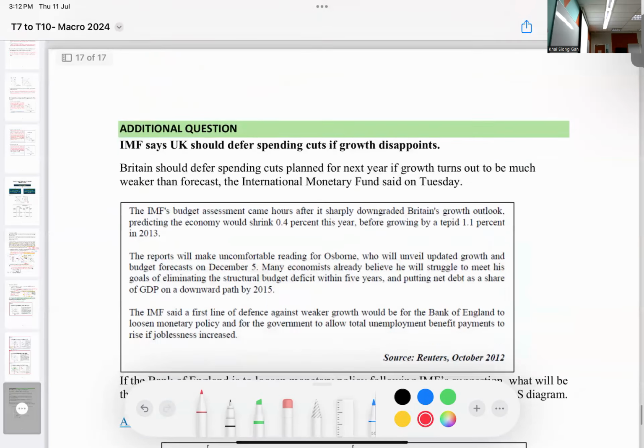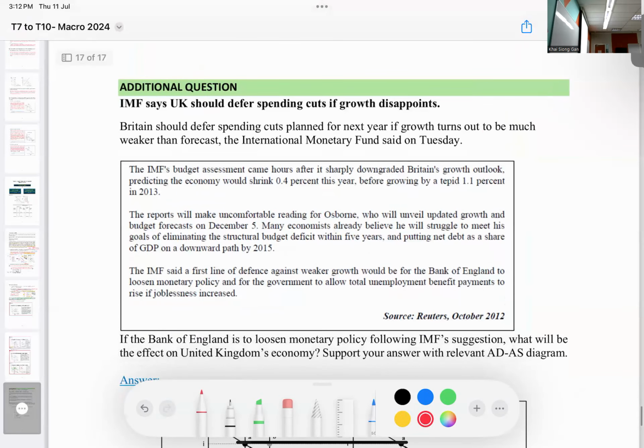Okay, now one last question. IMF says that UK should defer. Hold on.